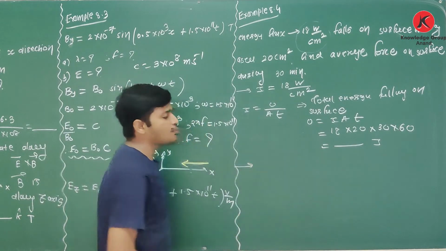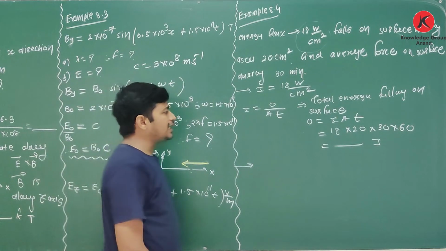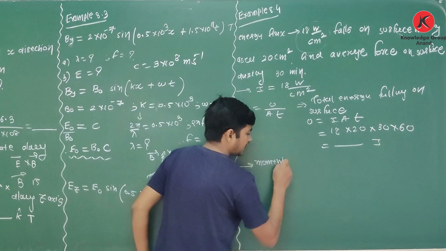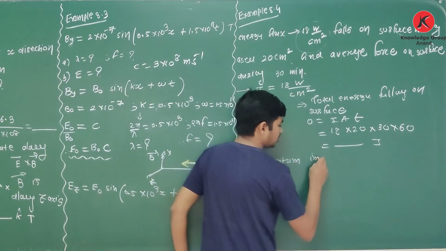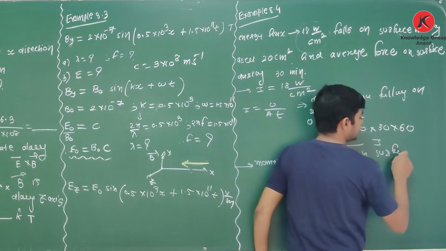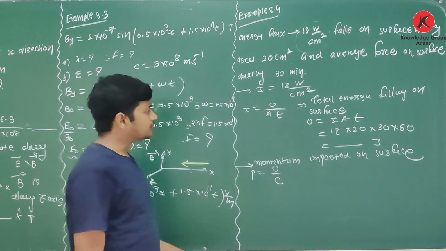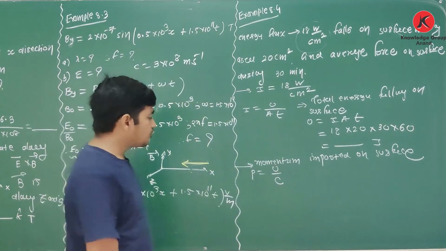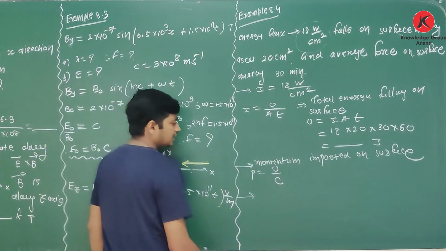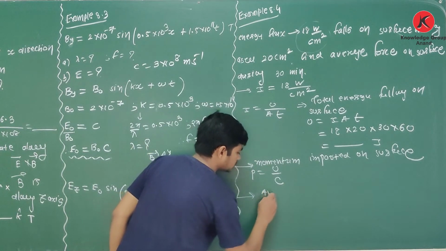Now you have to remember one characteristic of electromagnetic waves: the momentum imparted on the surface. That is, P is equal to U upon c. And then the last one that you already know: what is force? Average force.